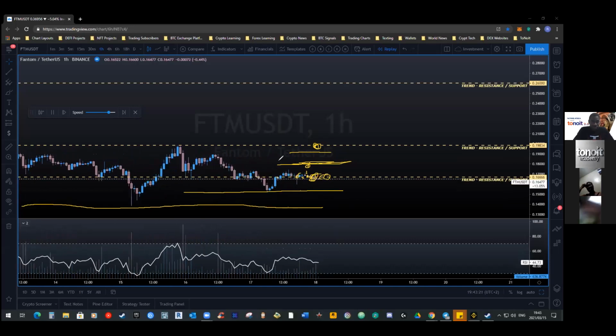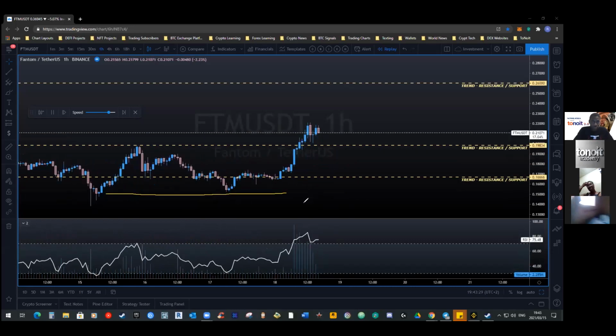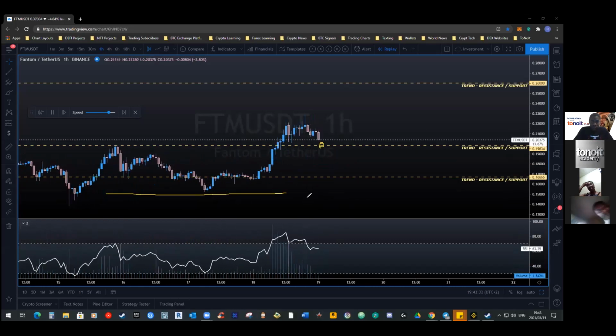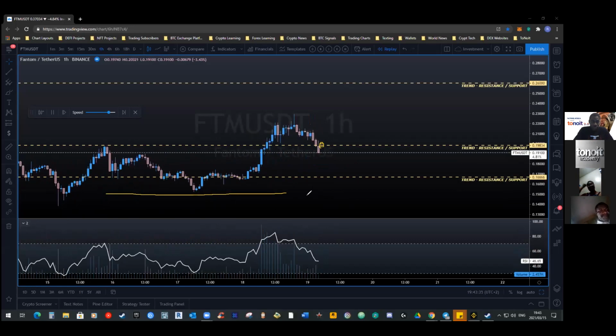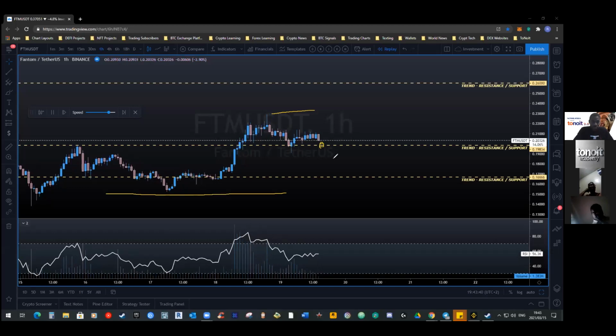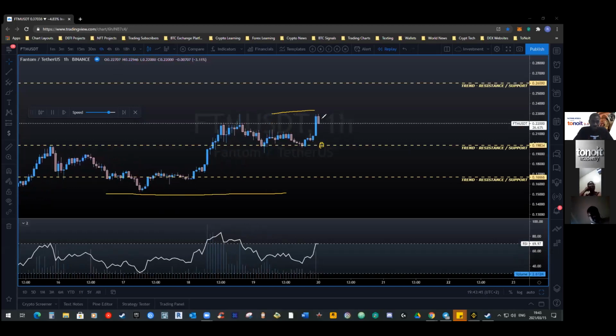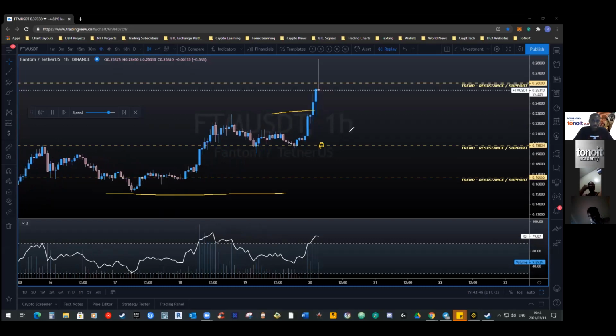So we're holding. Let me just clear my drawings. We're above this level. Wait for this line and buy. There, you buy. Okay, now what I want to do, I want to break that line. If I don't break that line, I have to get out. There, broke the line. Brilliant.